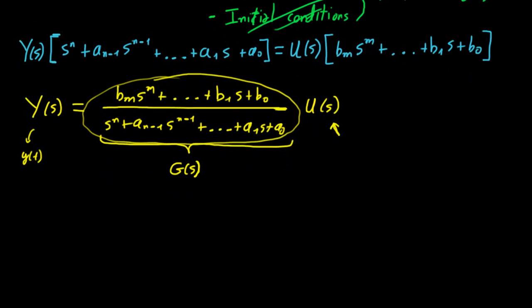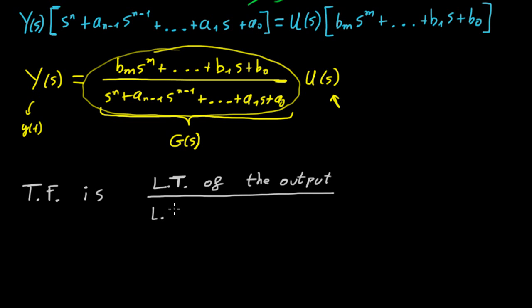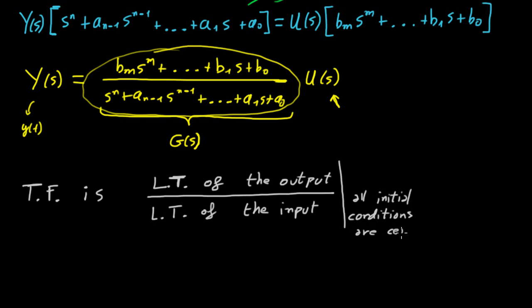So as you see, the transfer function is simply the Laplace transform of the output over the Laplace transform of the input when, this is very important, when all initial conditions are 0.